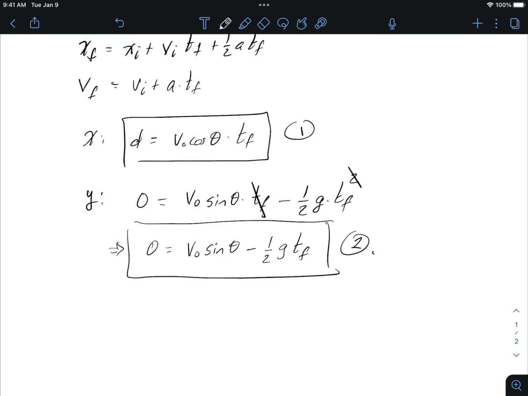Okay, so these are the relations that we have derived, and so from this point on, it's algebra. So see if you can do the algebra on your own to figure out how far the ball is going to go.